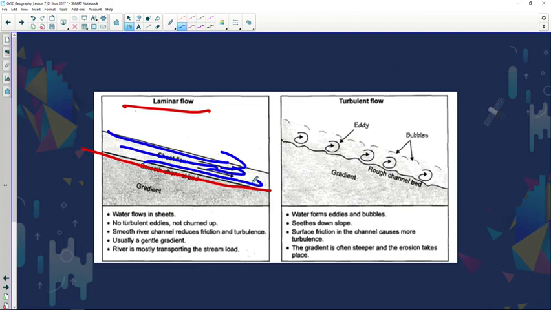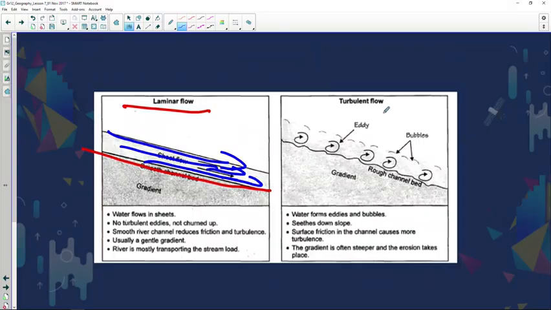Now, where do you think we will experience laminar flow? In the upper, middle, or lower course? Now, definitely not in the upper course, because the velocity of water is greater over there because of the steep gradient. The water rushes down, and there's downwards erosion taking place. In the middle course, where the gradient is getting a bit gentler, and it depends on the friction on the riverbed, what happens? We're experiencing laminar flow.